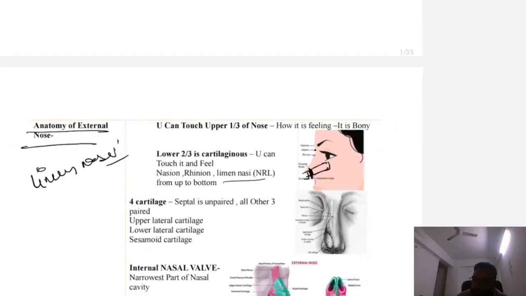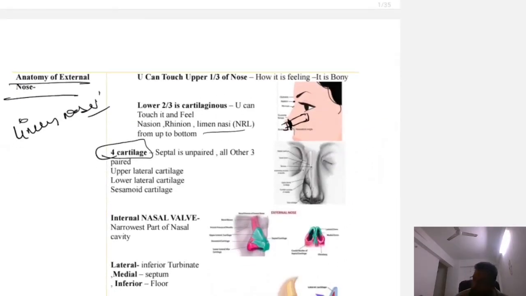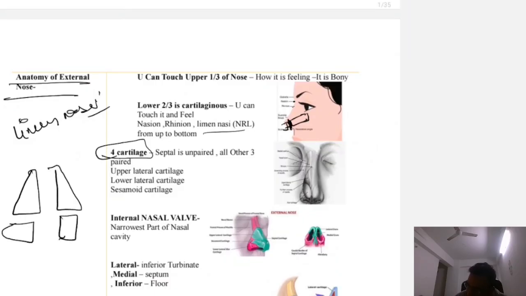Okay, now there are 4 types of cartilage. First is the upper lateral cartilage, these are the upper lateral cartilage. This is the lower lateral cartilage, these are the sesamoid cartilage. And this is the quadrilateral cartilage. So this is the nose.